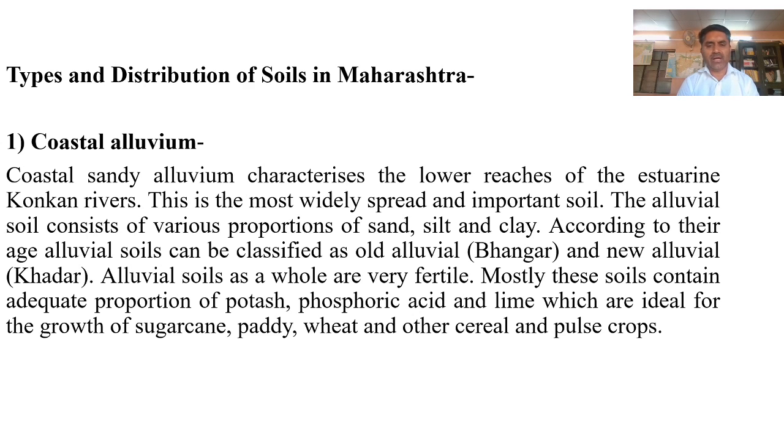Alluvial soils as a whole are very fertile. Mostly these soils contain adequate proportion of potash, phosphoric acid and lime, which are ideal for the growth of sugarcane, paddy, wheat and other cereal and pulse crops. As you know that whatever the material is there in the coastal soil, accordingly there are differences in the crops. Particularly in the coastal alluvium soils, paddy and sugarcane are grown. Wheat and some cereal crops are also grown, and somewhere pulse crops are grown in the coastal alluvium soil. So this is the first type of soil in Maharashtra.